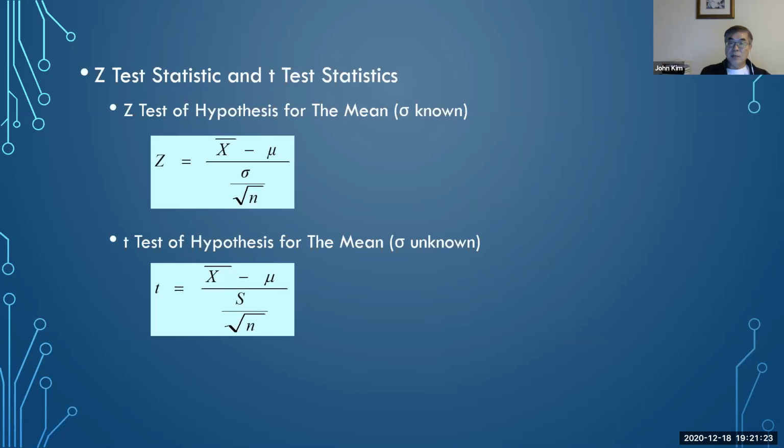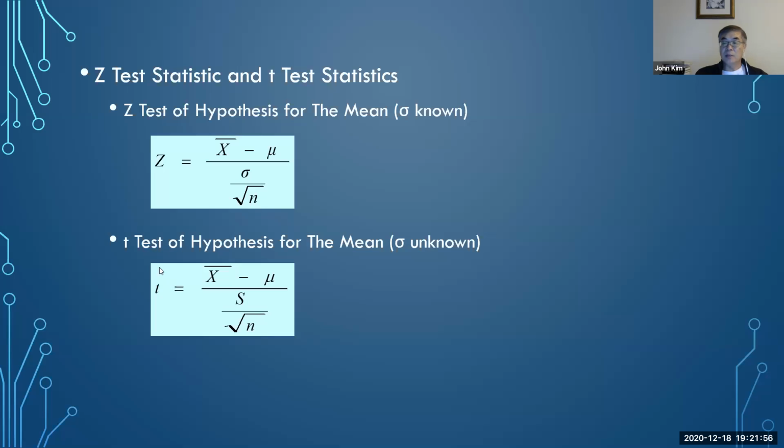If it is a Z test, population standard deviation known, then the test statistic comes from this formula: test statistic Z equals sample mean minus population mean, divided by population standard deviation divided by the square root of the sample size.